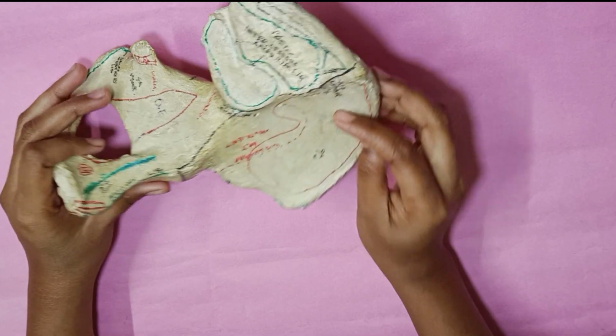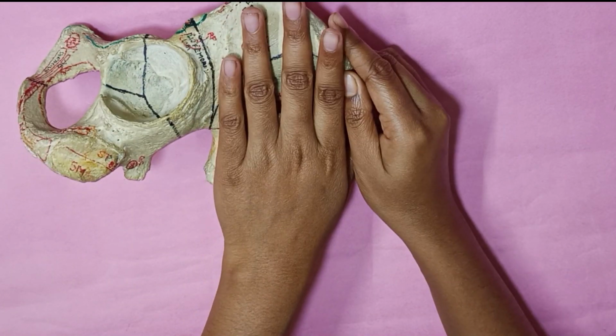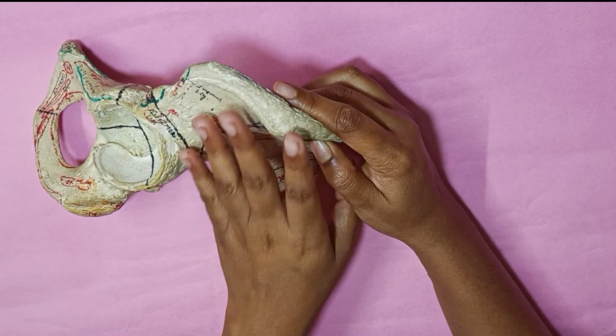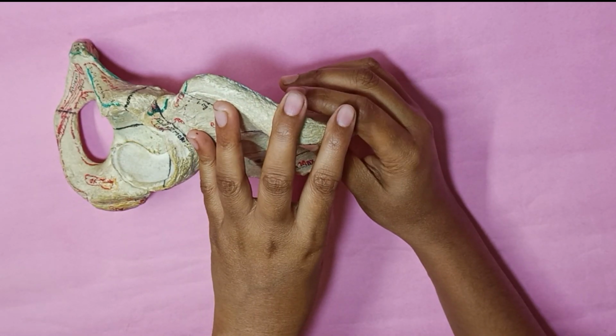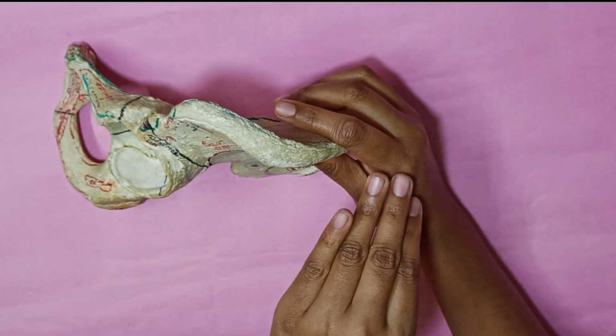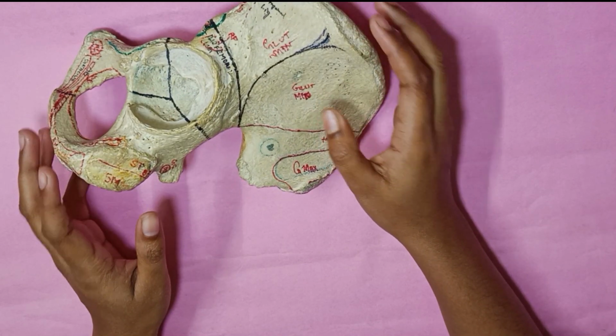So these are all the attachments of the ilium. I know it's too long, but you have to know this bone very carefully because it's a very tough bone. Especially the attachments of the ilium you have to know. The iliac crest attachments you have to know, and the main features of the hip bone obviously you need to know.